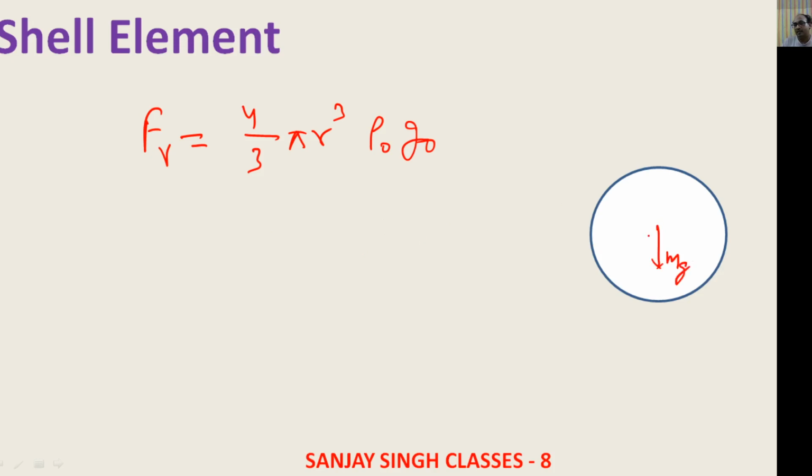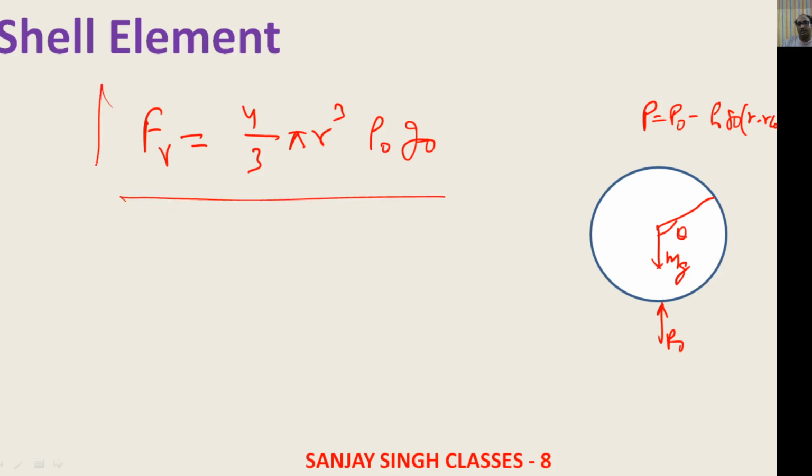The weight is acting downward, and at any point the pressure is P0 minus rho 0 g0 r minus r cos theta. Let us write it properly. P was P0 minus, and P0 was the vertical pressure, so rho 0 z0 r minus r cos theta. Theta was this angle. So we have got the total vertical force Fv equal to 4 by 3 pi r cube rho 0 z0.